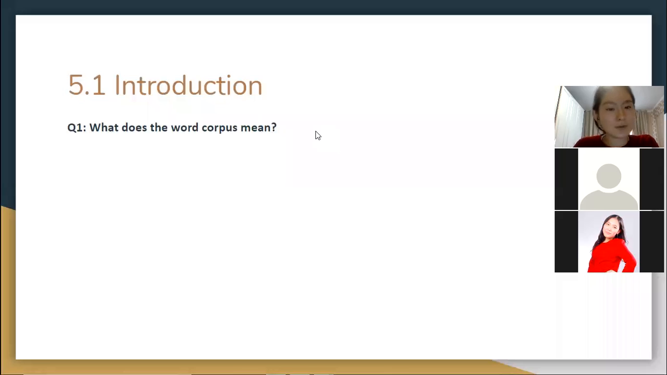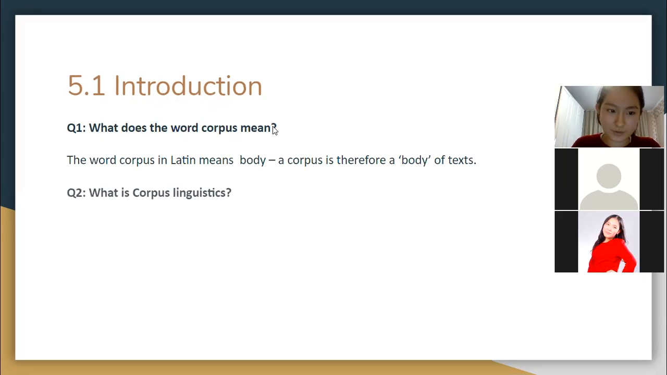So corpus, I'm sorry, my computer is not working. Why I cannot use it properly? I'm sorry. Oh, here we go. So yeah, you're right.